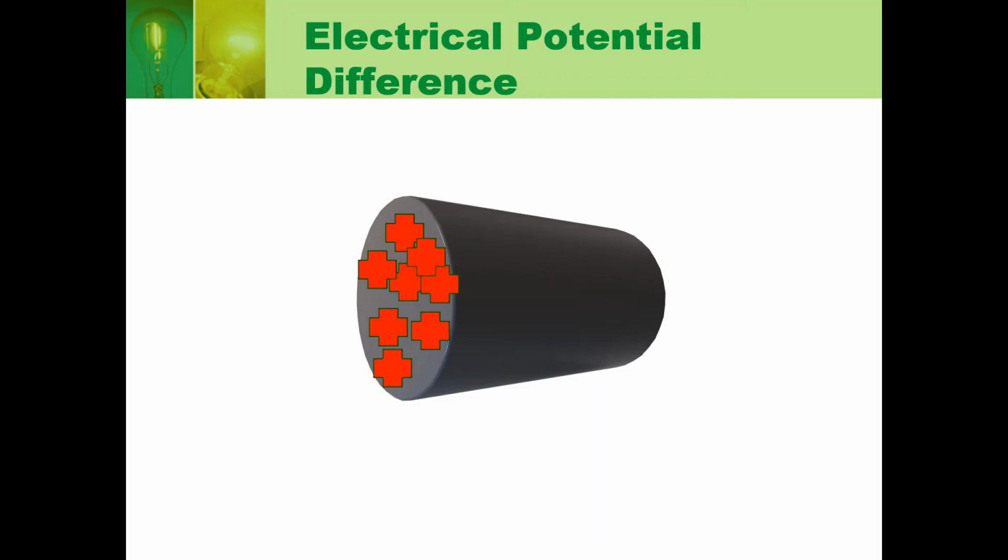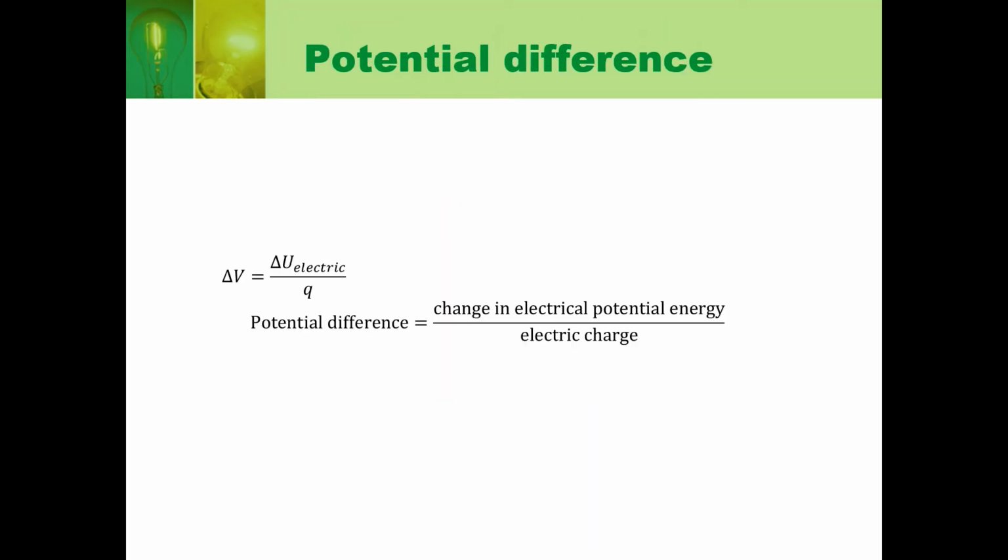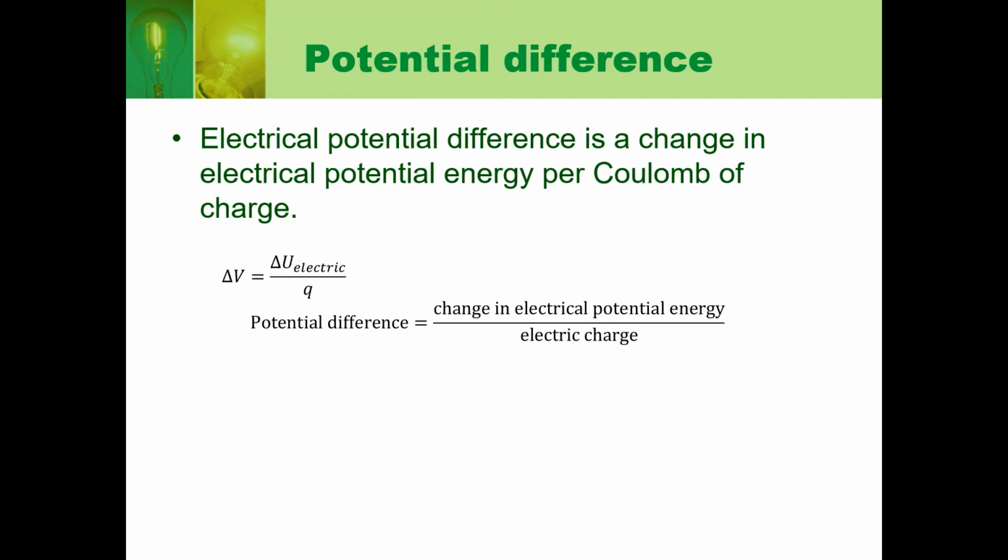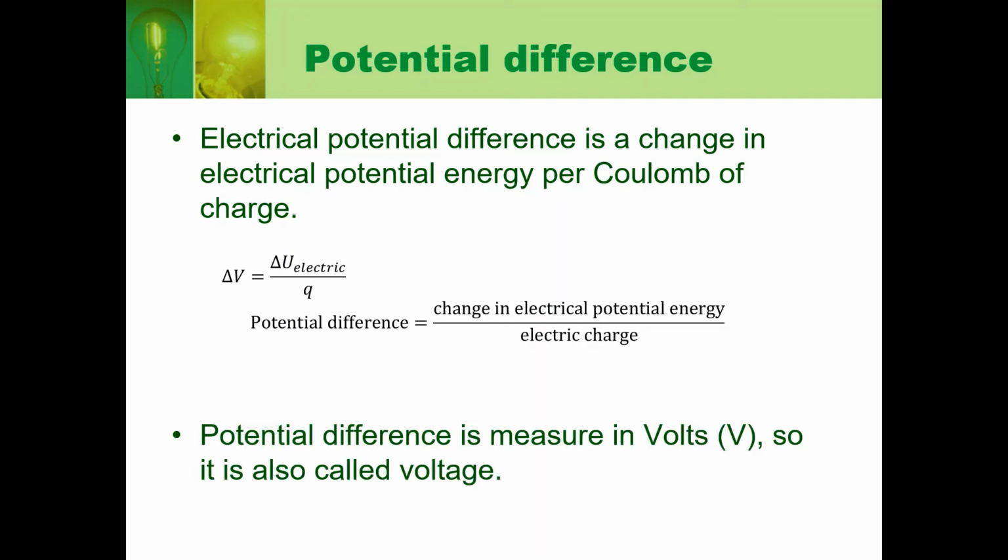Just as with the Hot Wheels cars in mass, we can calculate the change in electrical potential energy per amount of charge being moved. This is the electrical potential difference. The electrical potential difference is the change in electrical potential energy per coulomb of charge. Because this quantity is measured in a unit called the volt, it is also called the voltage. 1 volt is equal to a potential energy change of 1 joule per 1 coulomb of charge.